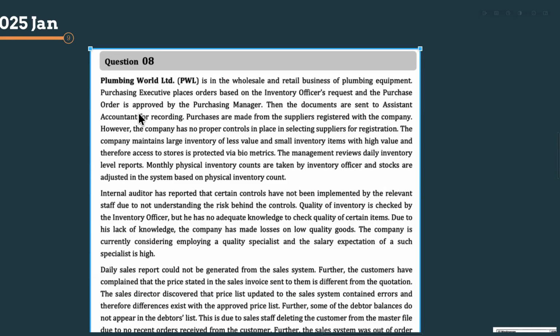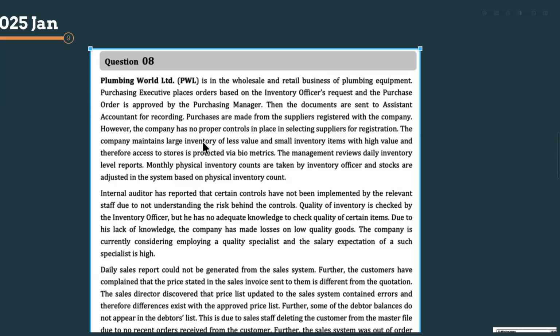Then the documents are sent to the assistant accountant for recording. So purchases are made from suppliers registered with the company. However, the company has no proper control in place in selecting suppliers for registration. So this is the weakness. So what do we have to suggest for this deficiency? We have to say there should be a formal selection process. We have to collect quotations, and evaluate the prices, not only the prices but other conditions. That is the recommendation we can give.